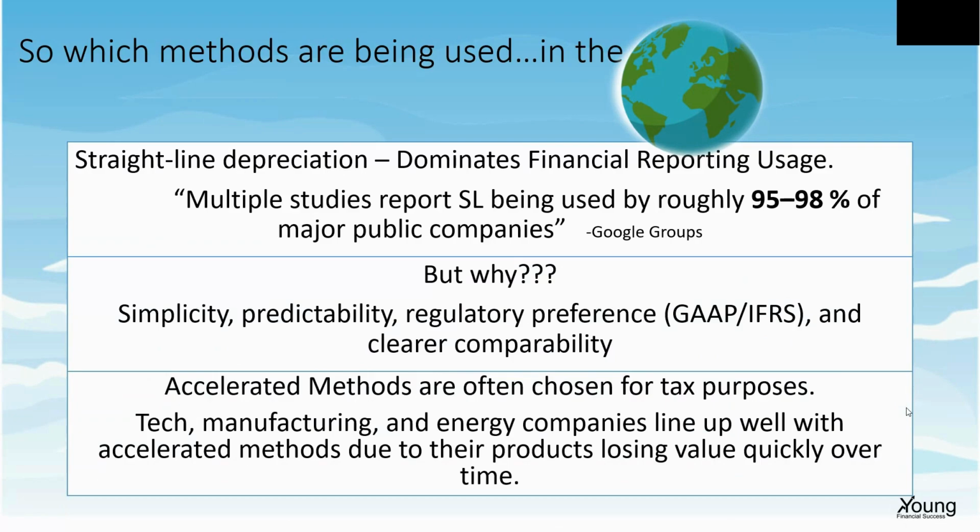Accelerated methods are often chosen for tax purposes, because companies are able to get that tax benefit. They lower their income earlier on after making a big purchase. And you can use one method for taxes and another method for financial reporting. Tech, manufacturing, and energy companies line up well with accelerated methods due to their products losing value quickly over time. So if a company were going to choose an accelerated method, a lot of times it would be one of those.